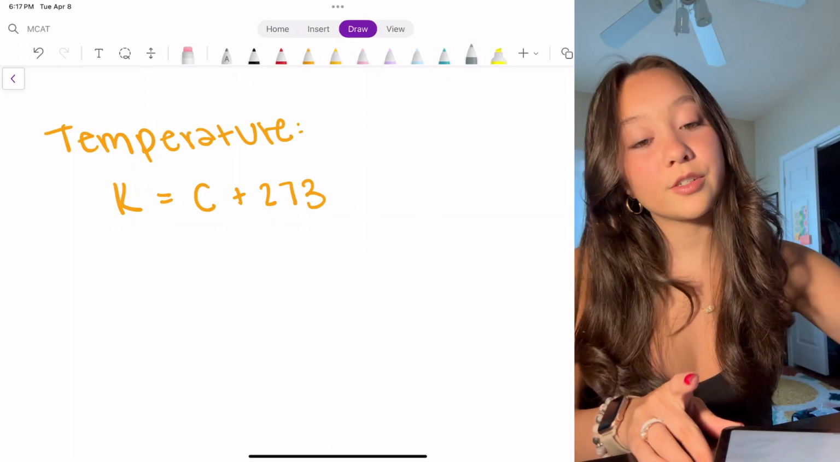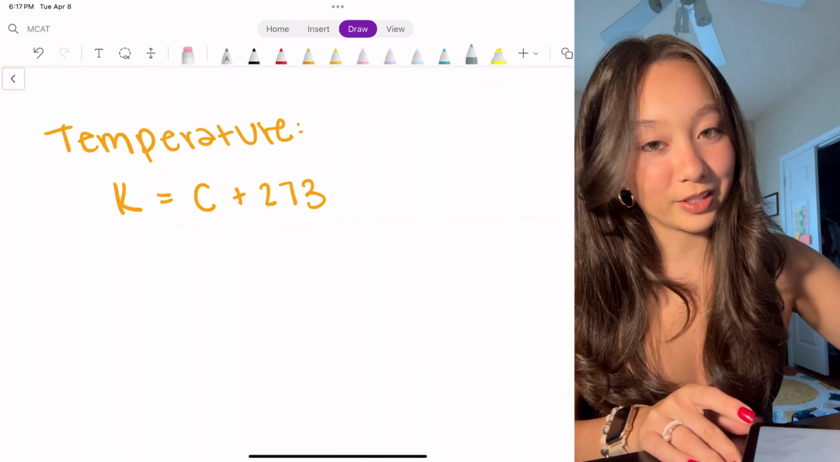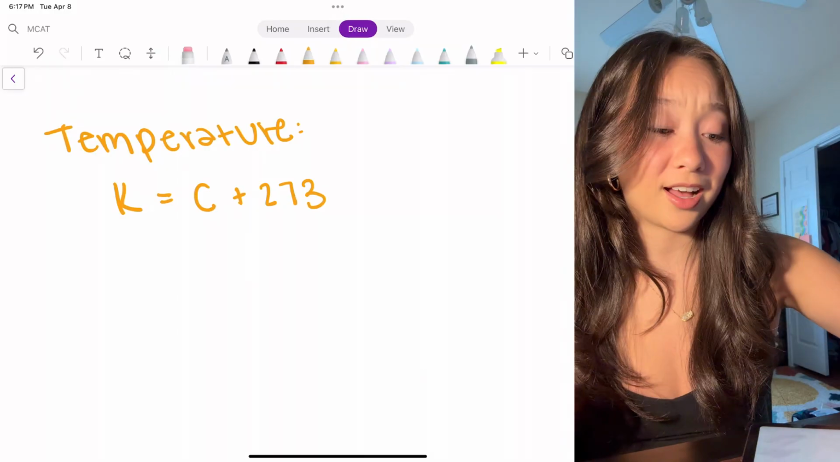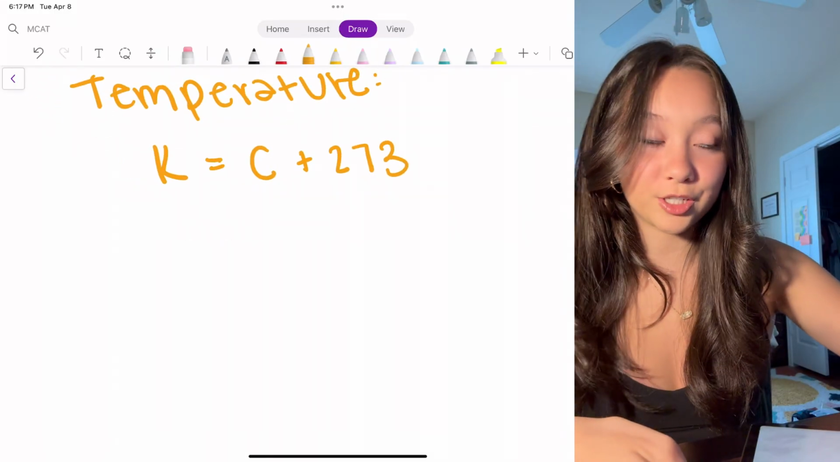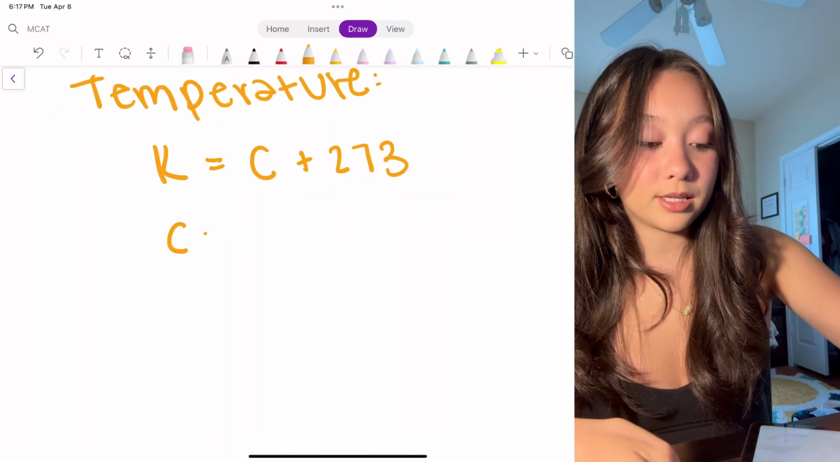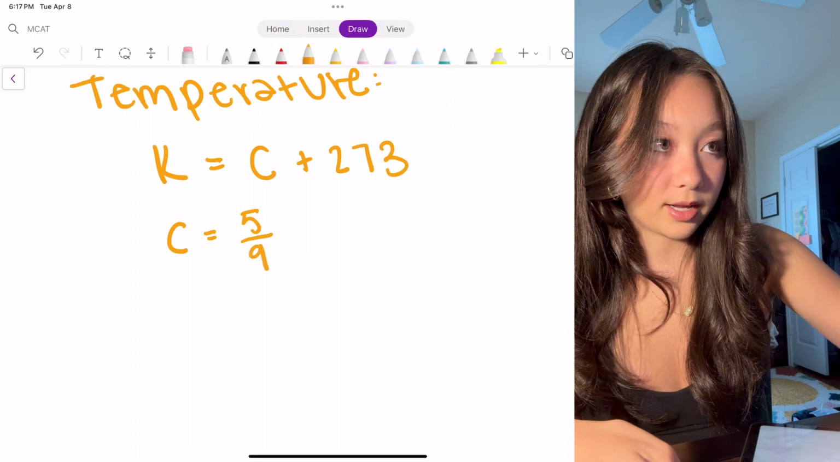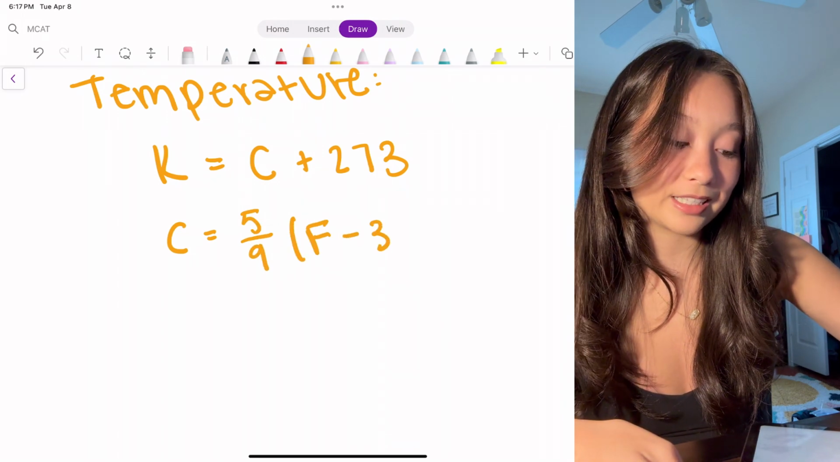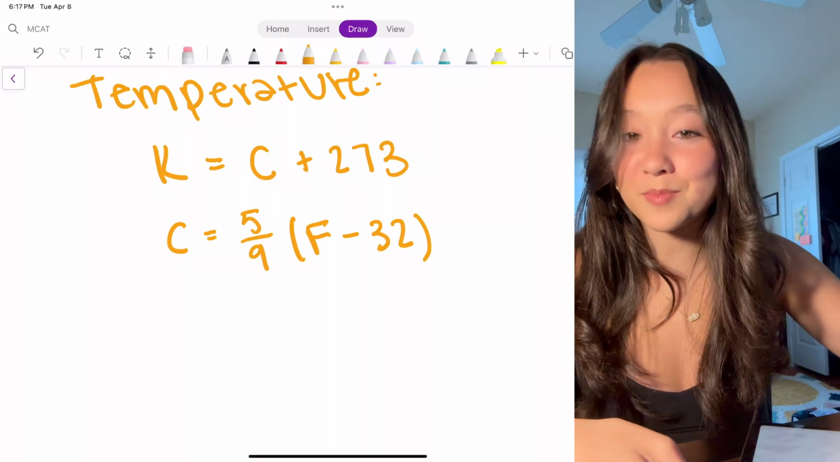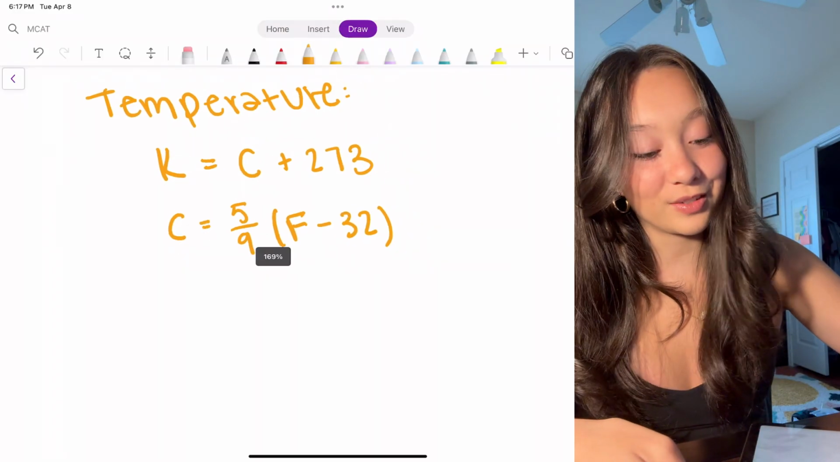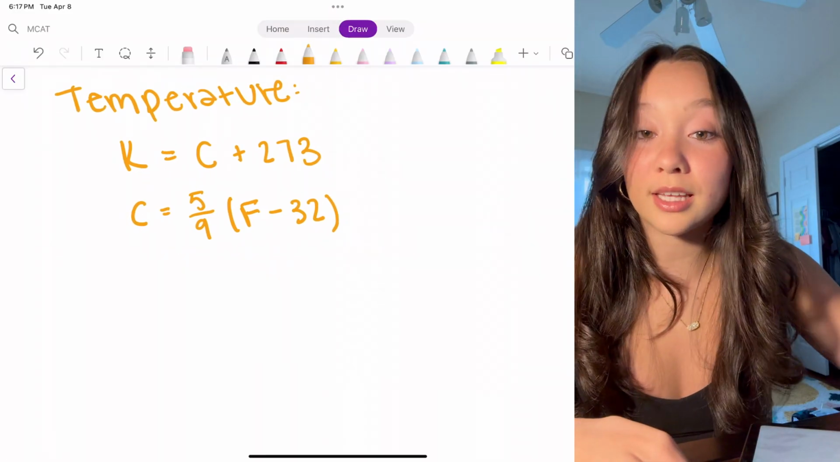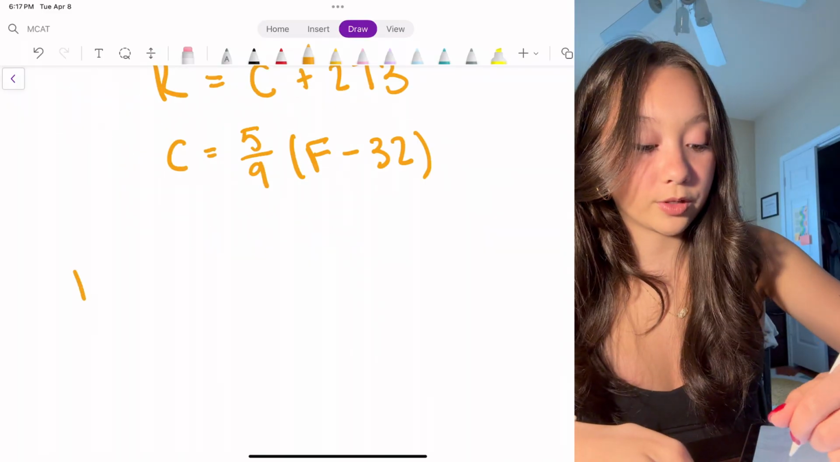All right, and the conversion from Fahrenheit to Celsius is fairly confusing. I'm not sure how high yield this is, but if you want to have it in your notes, Celsius is 5/9 times the Fahrenheit minus 32. A little confusing. Most of the time they'll give you the conversion if they're going to give you stuff in Fahrenheit, or they'll give you a constant that is also in terms of Fahrenheit. All right, moving on to pressure.